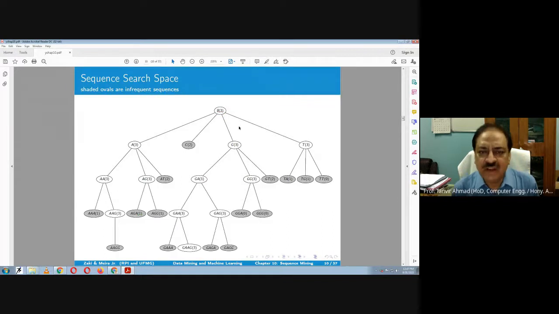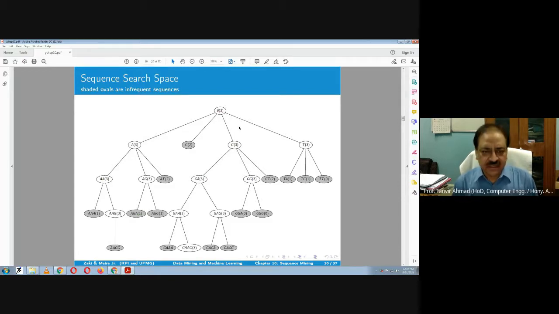Okay, we start with null. Then we write all the symbols A, C, G and T, and count the occurrence of A, C, G, T in the database G. Now suppose A comes 3 times, C comes 2 times, G comes 3 times and T comes 3 times.